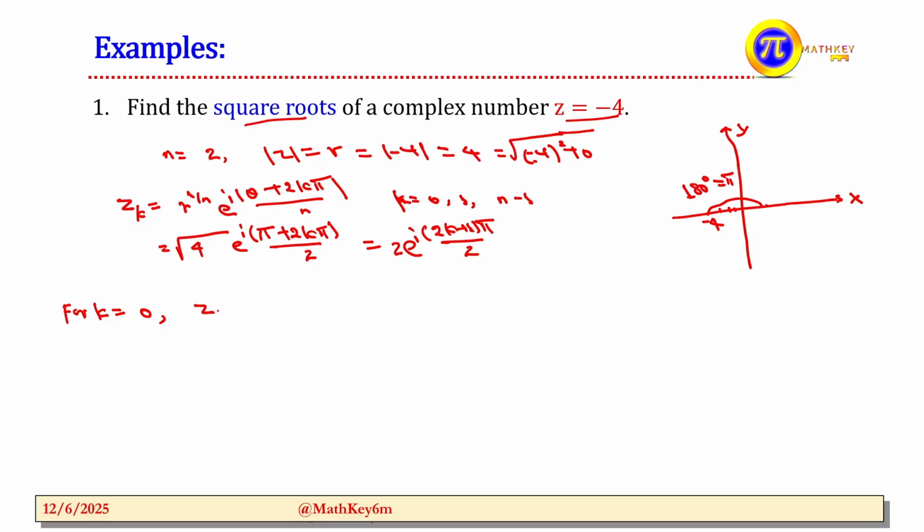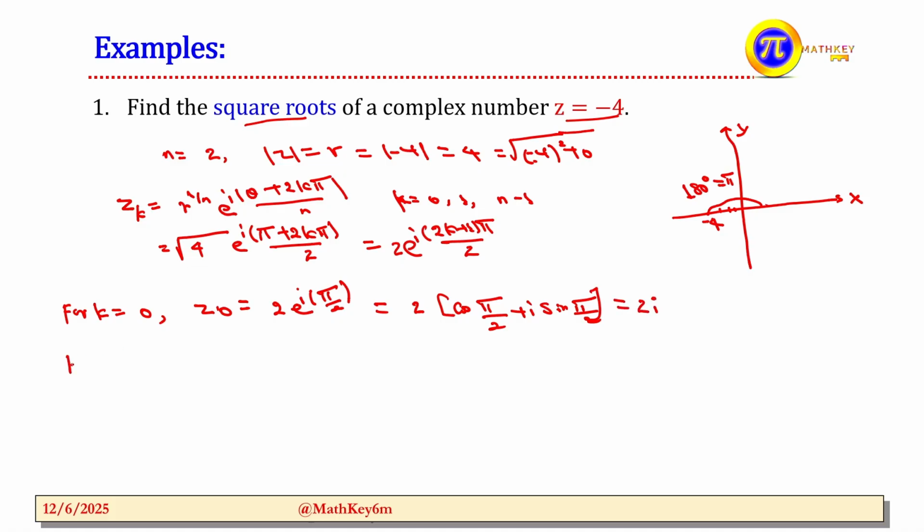We have z0 equals 2 times e to the power of i times, when k is 0, it becomes pi over 2, which equals 2 times cos of pi over 2 plus i sine of pi over 2. As we are familiar, this is 90 degrees. At 90 degrees, cos is 0 and sine is 1.